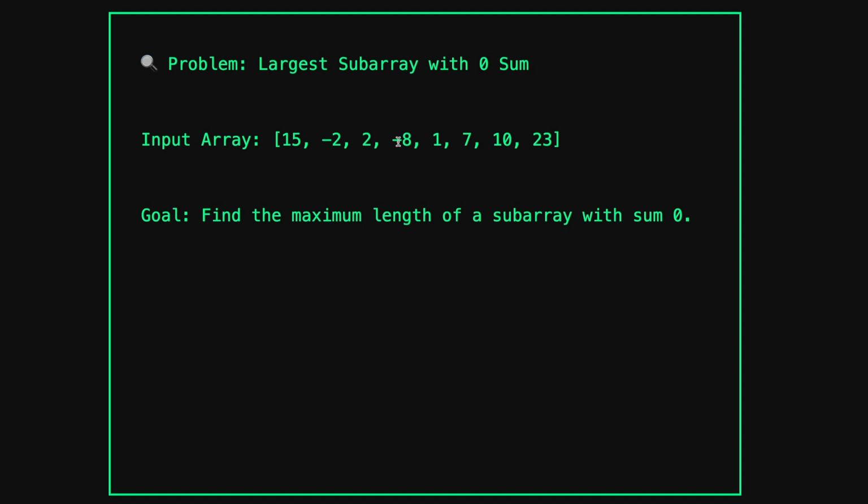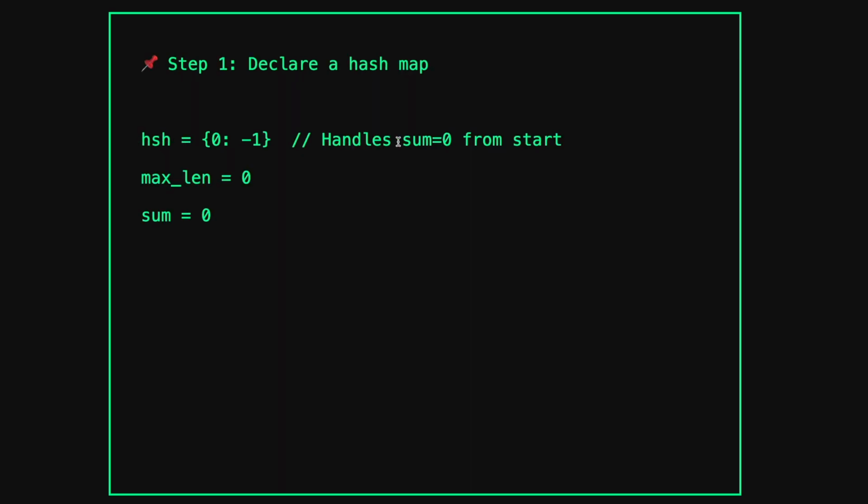That's what we will be doing at every step. So now let's declare a hash map and we will be initializing it with 0 at index -1. And why would we be doing this? Because as per our algorithm, at every index, we have to see whether we have seen the prefix sum at that particular index before by looking it up in the hash map.